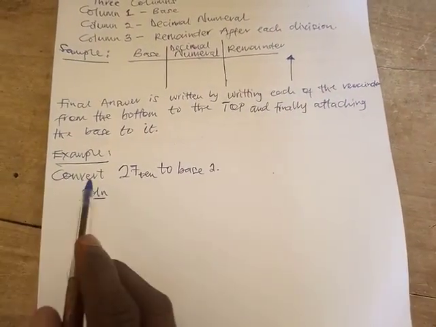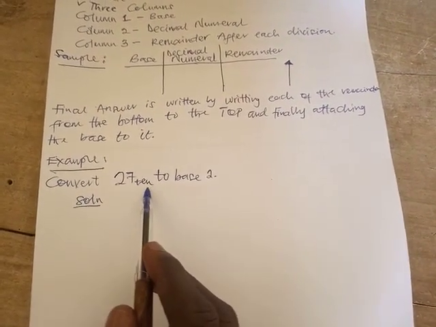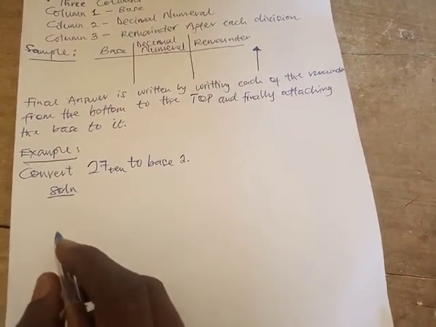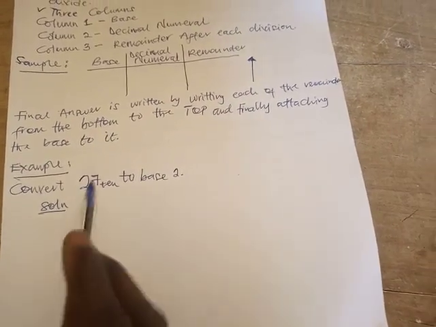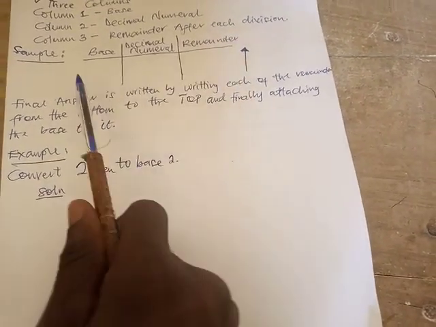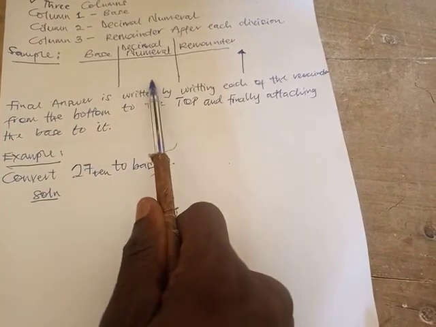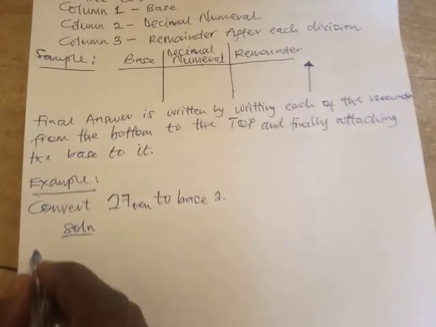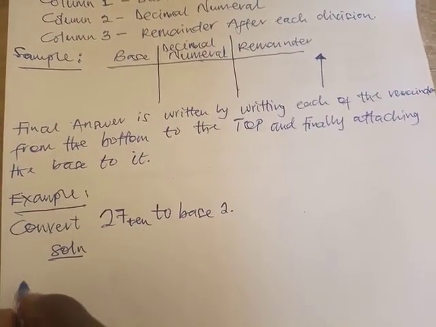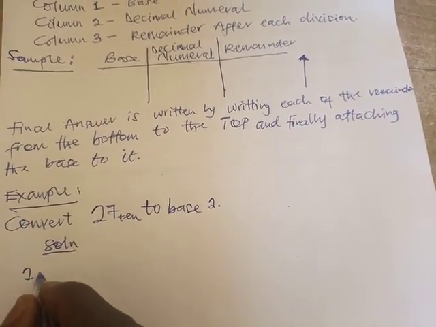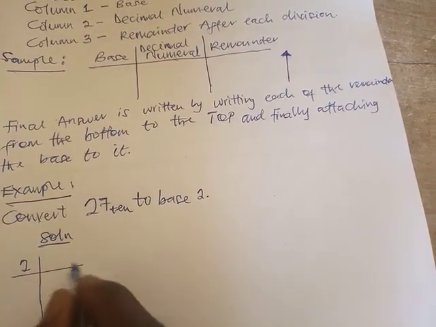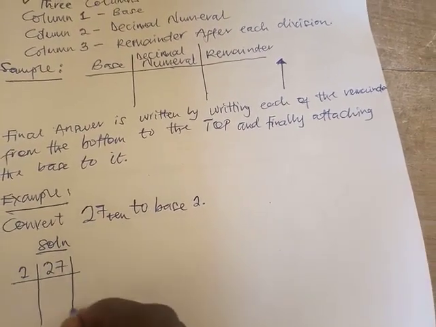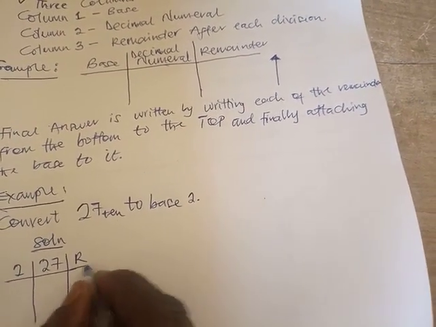Now let's look at this problem. We are going to convert 27 base 10 to base 2. So what we are going to do is that, per what we have here, we need a column for base, a column for the decimal numeral, and a column for the remainder. So we have the base is 2, the decimal numeral is 27, and a column for the remainder.